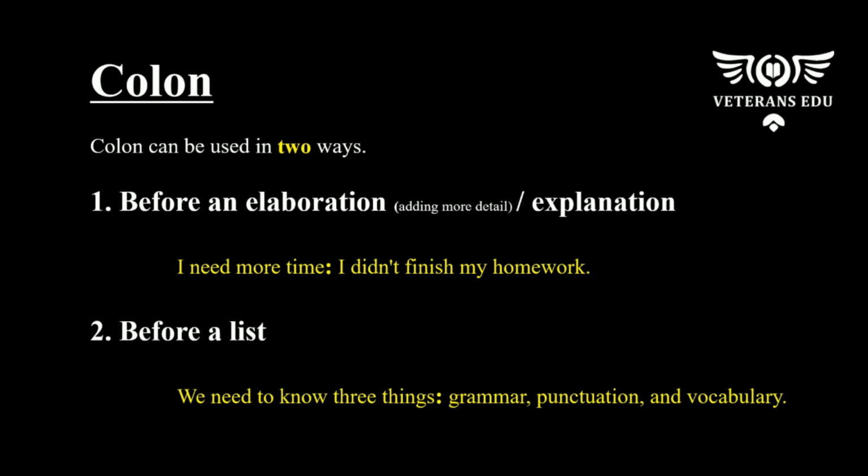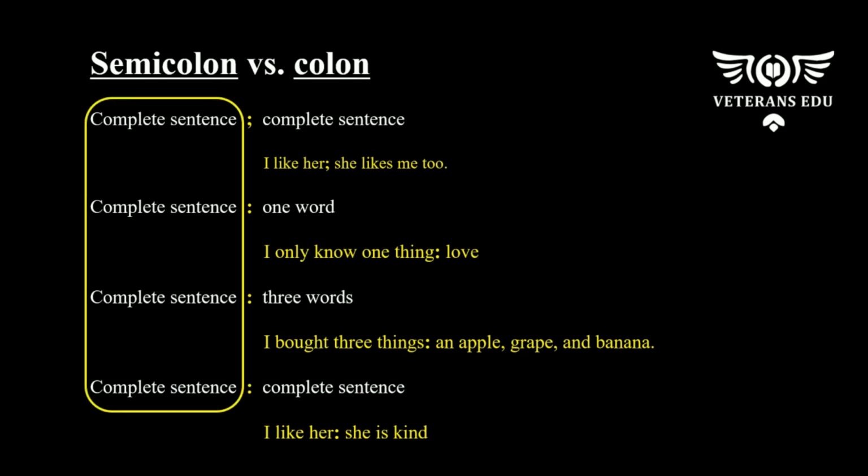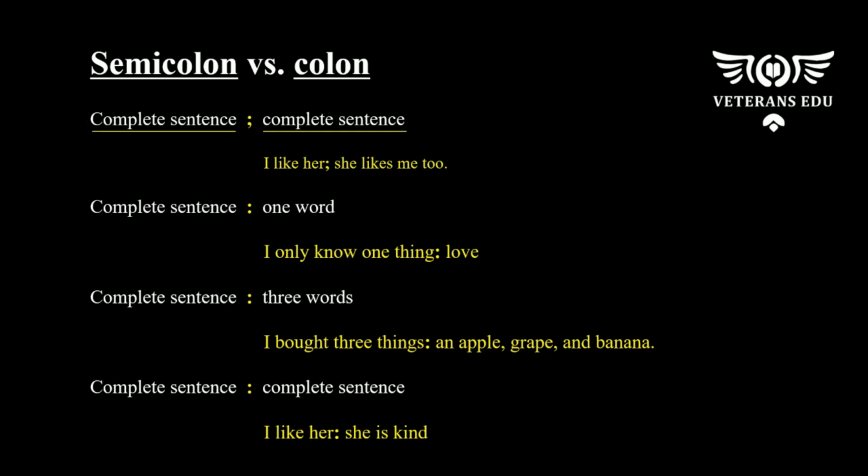Now, let's compare semicolon and colon. They're similar in the sense that they both need to begin with a complete sentence, as you can see on the screen. But one main grammatical difference is semicolon must be used with two complete sentences, while colon, as long as the first part is a complete sentence, the information that follows can be one word, or three words, or a complete sentence, or even more. Before I move on to the next lesson, please review the sentences on the screen.